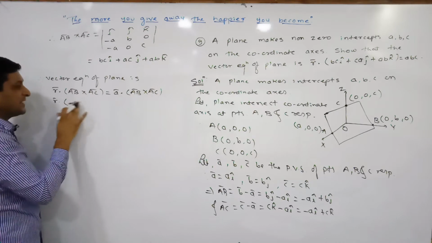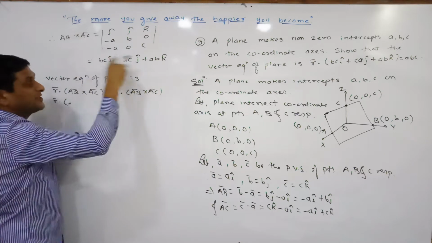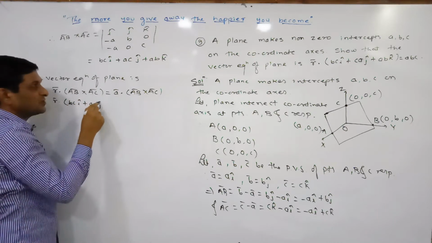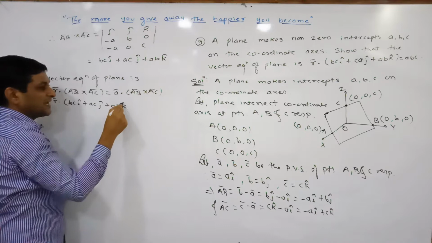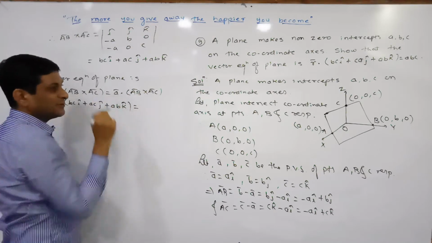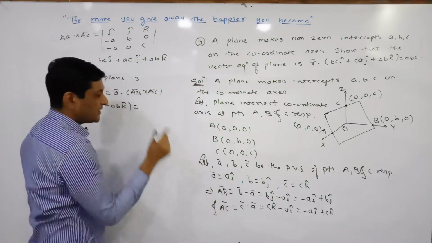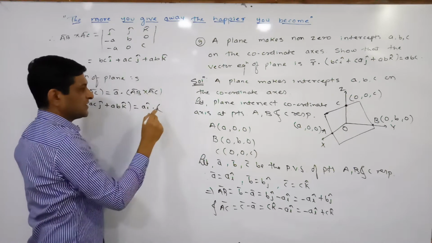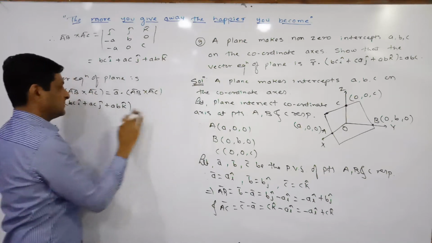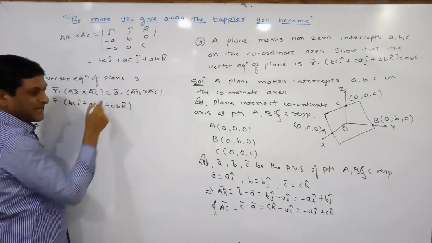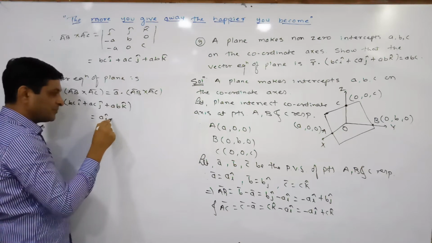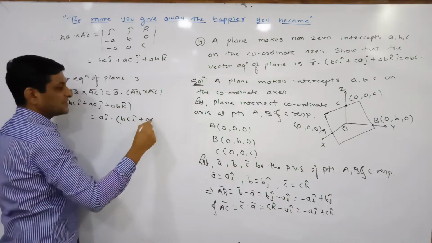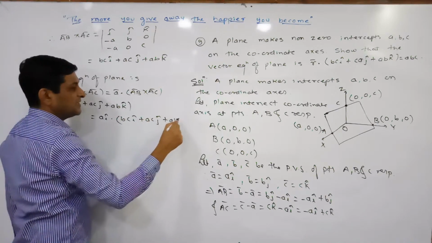We are replacing AB bar cross AC bar by its value, that is BC i cap plus AC j cap plus AB k cap, and on this side first write down the value of A bar. A bar is equal to A i cap. A i cap dot, then write down the value of this cross product. So first write down the value of A bar, that is A i cap, keep the dot as it is, then the value of the cross product is BC i cap plus AC j cap plus AB k cap.